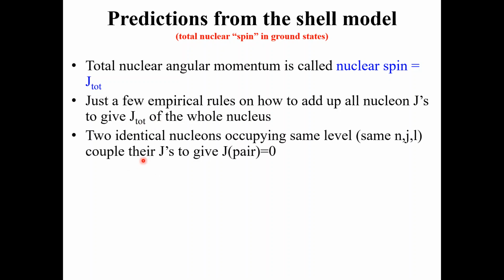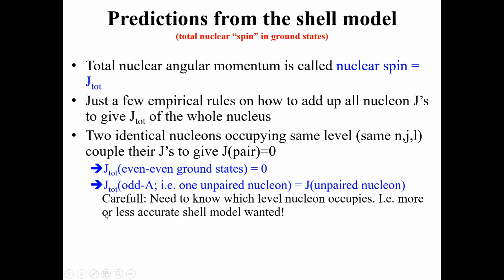Two identical nucleons occupying the same levels, that is the same n, l, j, couple their J's to give J pair equal to 0. That is, J of even ground states is equal to 0. This is how we handle the pairing. So the total nuclear angular momentum for an odd number of nucleons, that is one unpaired nucleon, should be equal to J of the unpaired nucleon.